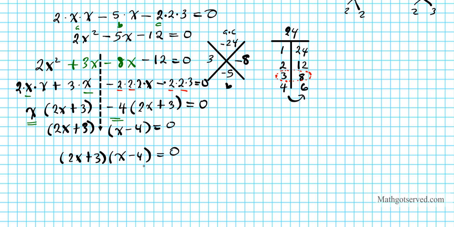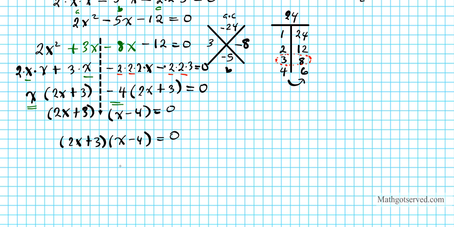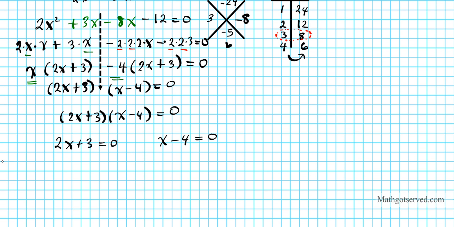Now we're going to use the zero product property to finish this off. So we'll set each factor to 0. 2x plus 3 equals 0. And x minus 4 equals 0. All right, so let's go ahead and solve it. The first one is a two-step procedure. We'll subtract 3 and divide by 2.